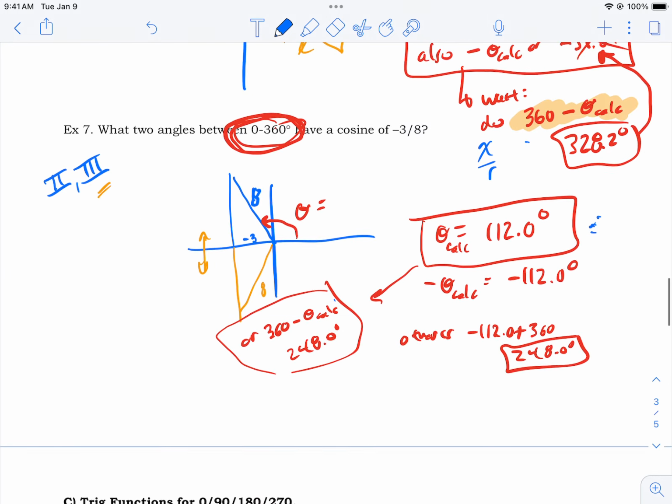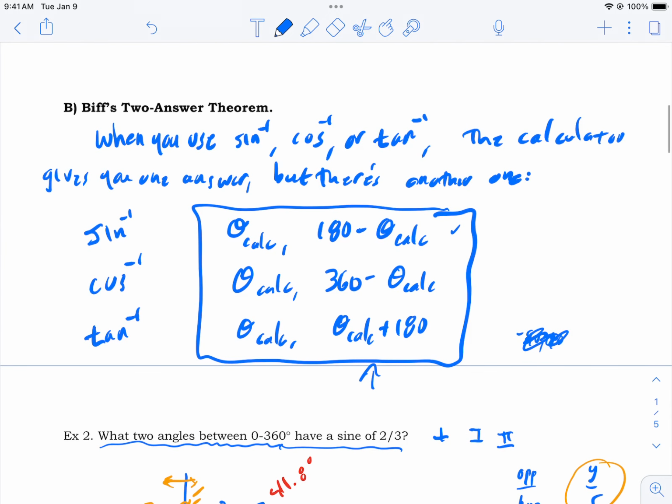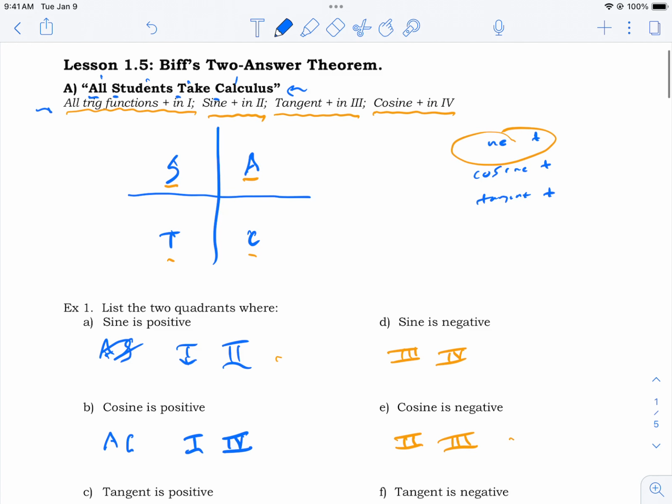Okay, so Biff's two-answer theorem. Again, just be acutely aware of this in the next lesson, especially, but really for your whole life. When you hit the shift sine, shift cosine, or shift tangent, the calculator might give you the wrong answer. Make sure you get the right answer. Okay.